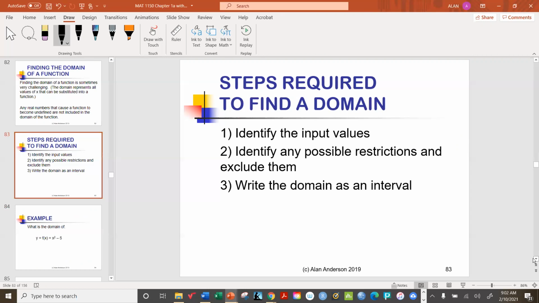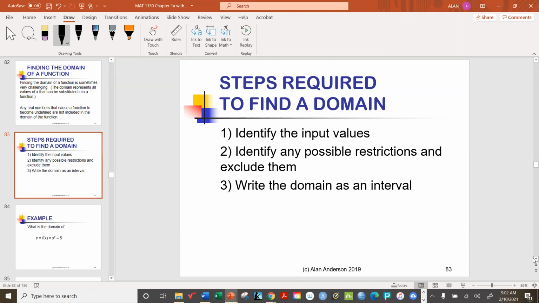Now, it's not the only way to write a domain as we've seen, but I think it's maybe the most consistent way of doing it. All right, so here's a simple example. I've got a quadratic function coming up here. Now, with quadratic functions, any value of x can be substituted into it, but there may be a restriction on how many values of y there can be.